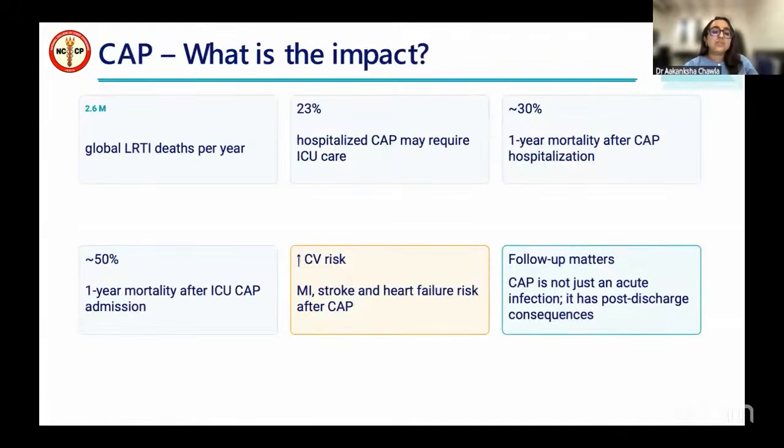So what is the impact of this disease? Globally, about 2.6 million deaths have been reported, and for patients who are hospitalized in the ICU, the mortality at 1 year is about 50%. And they also have increased cardiovascular risk. So, it is important to call your patients for follow-up because it is not just an acute infection. There are post-discharge consequences as well. So, at least in the initial phase, once the patient has been discharged, you must keep a follow-up of your patient.